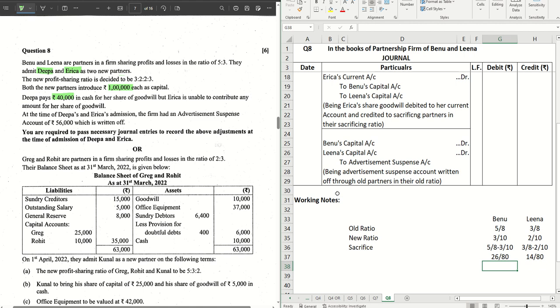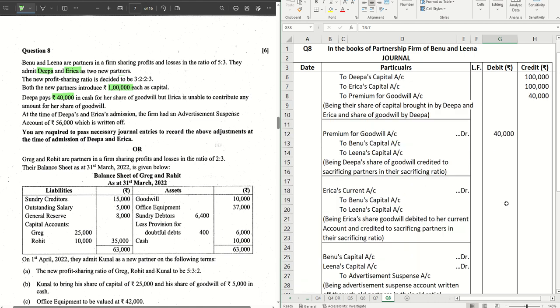All right. So we get the sacrificing ratio as, if we divide this further by 2, we get 13:7. That's the sacrificing ratio. So if you go here and divide this amount, then it becomes 40,000 into 13/20. And for Lena, 40,000 minus 26, 14,000.